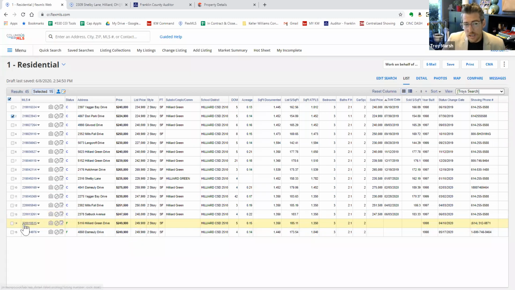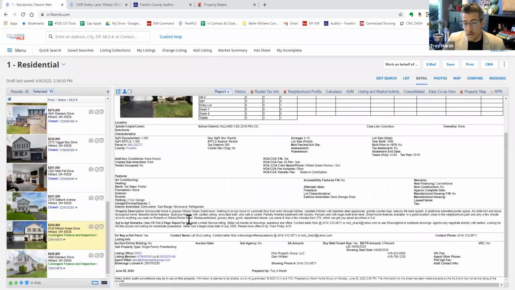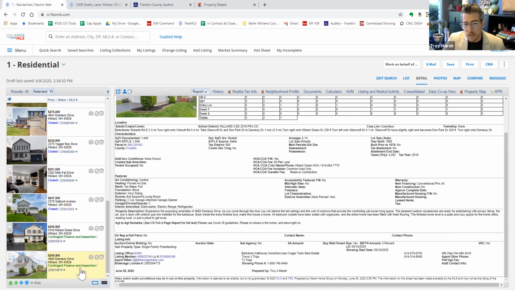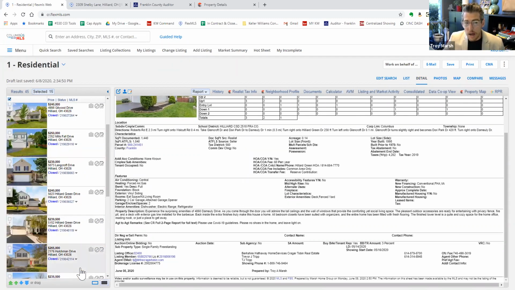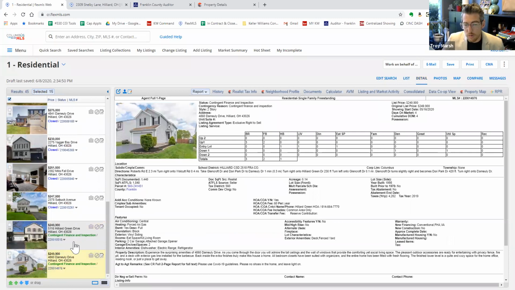And the reality is with these, because we know inventory is tight right now and there's nothing active on the market, I'm going to be reaching out to these agents to try to see if they're willing to tell me what they're in contract for. Because what I know about the Hilliard market from talking to you guys is that these properties are usually getting multiple offers and going over list price.